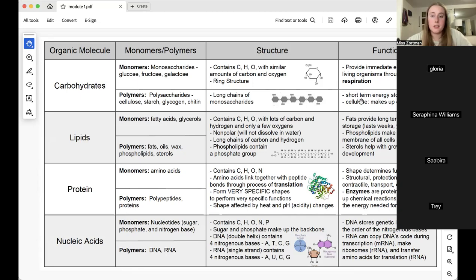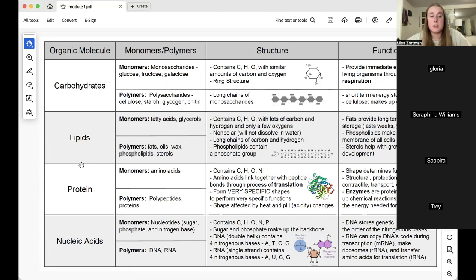The function of carbohydrates is short-term energy. Short-term doesn't mean you use it within 5 minutes, but most of them usually get broken down within a 24-hour time period entirely, which is considered really fast. All right, so that's carbohydrates.